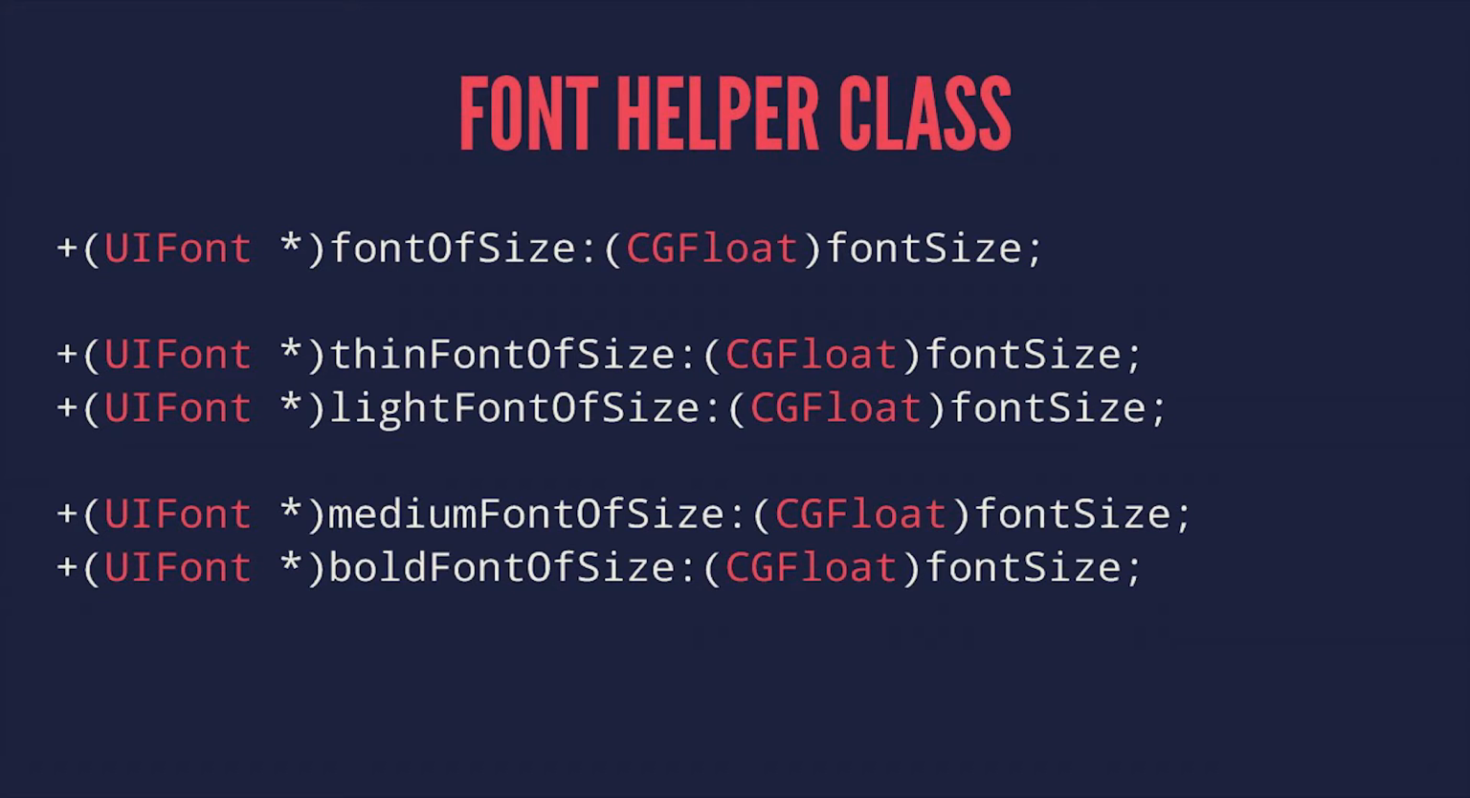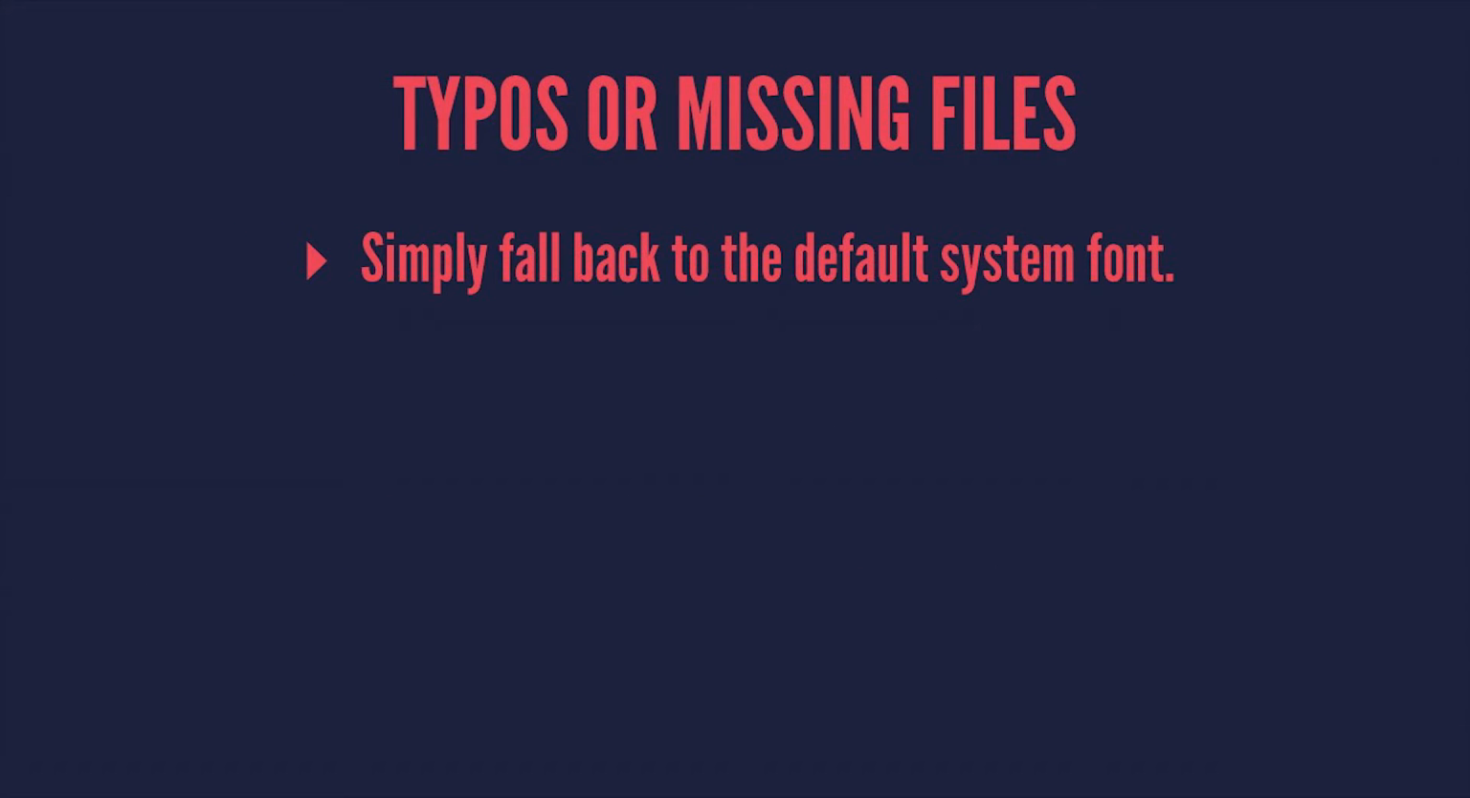So what does this look like in practice? All of our fonts come from this helper class, where we specify the weight and the size. And in case there is a typo in the font name configuration, or if the custom file wasn't included properly, we'll simply fall back to that default font.